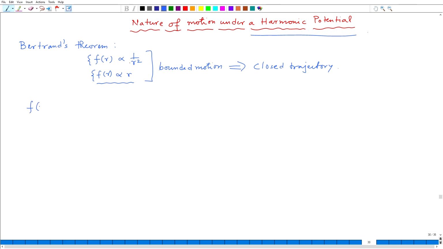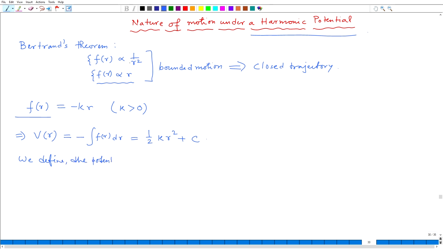So, for this case f(r) is equal to minus k r, where k is greater than 0. This is the force law, and the potential will simply be given by minus the integral of f(r) dr, which will be half k r² plus c. Here we define the potential at r equal to 0 to be 0, and that helps us get rid of c, because c then becomes 0.